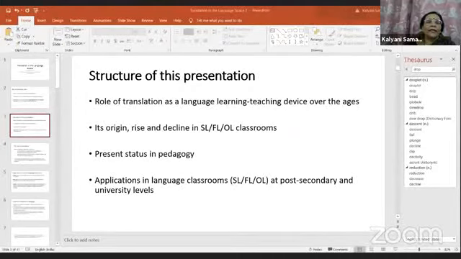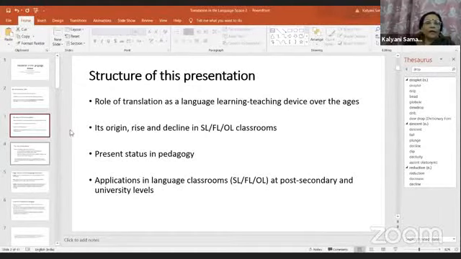Now, its present status in pedagogy, how it has made a comeback, and how it's used as a pedagogic tool in present language classrooms. And please remember, by language classrooms, I mean at the foreign language or second language or any other language. Then finally, some discussion, some focus on the applications of translation in language classrooms at post-secondary and university levels. So this is generally the structure of this presentation.